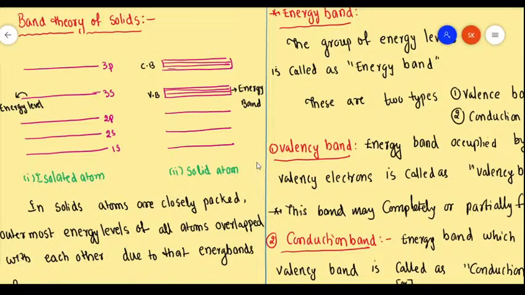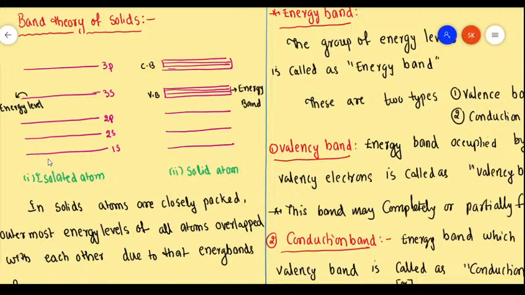Band theory of solids. What is the band theory of solids? Let us discuss the band theory of solids. For this purpose, you see here, what happens if you take one isolated atom? Isolated atom means you are imagining that only one atom is there. In that, there are several energy levels. You see this diagram. Isolated atom, first one, band theory of solids. I will explain.